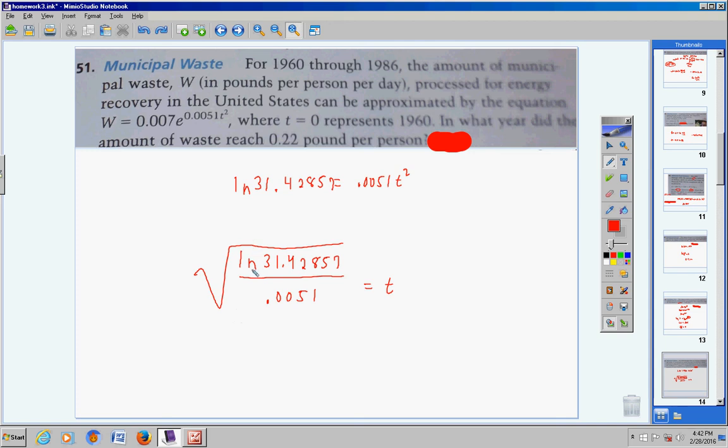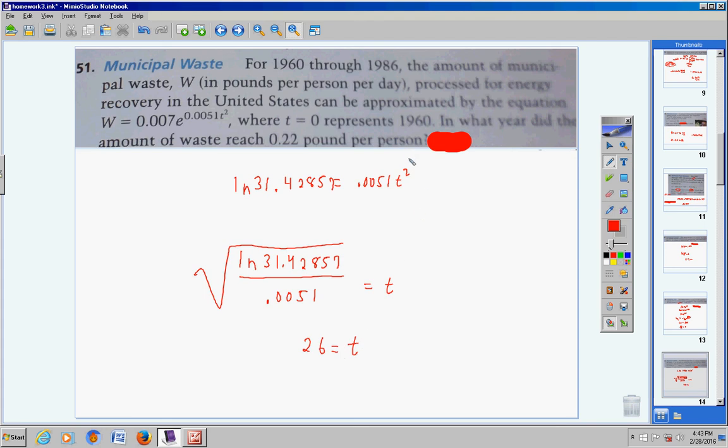Type into your calculator natural logarithm of 31 point, and I'm going to actually type this in with us to make sure we didn't make a mistake anywhere. Natural logarithm of 31.42857, enter, and then divide it by 0.0051, enter. And then take the square root of that number, however your calculator lets you do that. You should have 676.0230102. Now take the square root of that number, and you will get 26.0004425, so 26. Now, that is not your answer.